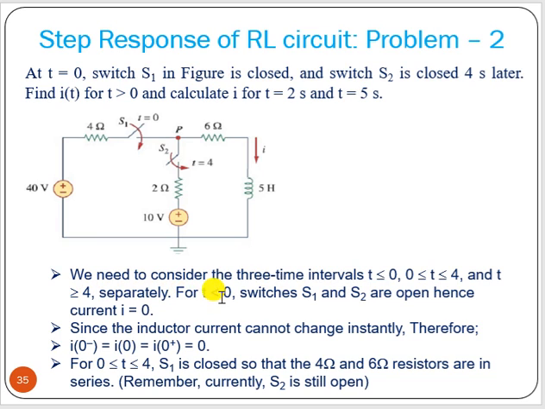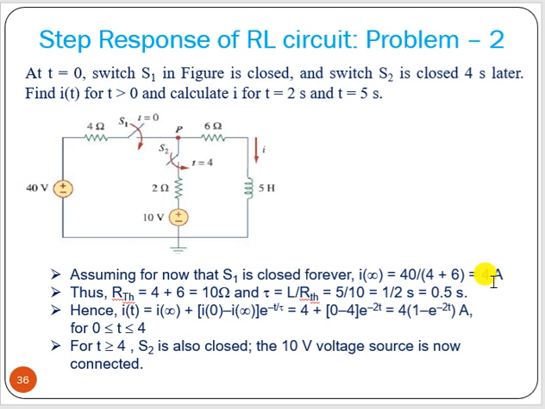Okay. Now for t less than 0, both switches are open. Then what is the value of I? This voltage source is open, this voltage source is open. So I is equal to 0. Okay. Now between t 0 to 4, what happened? S1 is closed, but for t less than 4, S2 is still open. Only S1 is closed. If S1 is closed and S2 is open, then what is the current flowing through this inductor? Inductor acts as a short circuit. So current is 40 volt divided by 6 plus 4, 10. So that is 4 ampere.